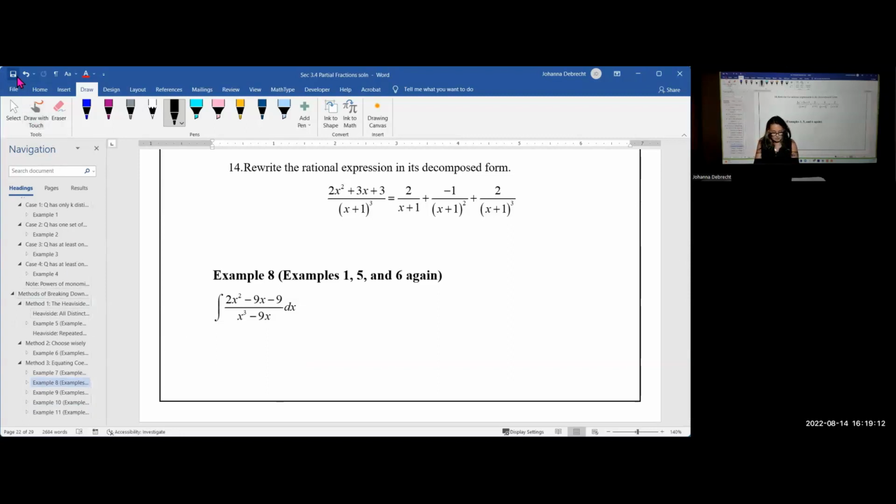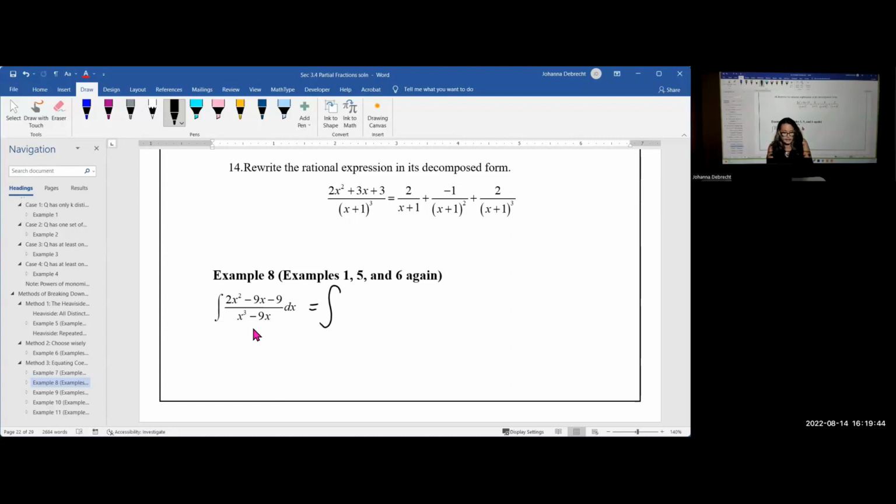Now let's take a look at what we've done so far. We want to look at example 8 again, which is examples 1, 5, and 6. We've done this one multiple times. At this point, we've looked at it several times, but now we actually want to integrate it, right? So what we want to do is go ahead and break this one down. We have broken it down before.